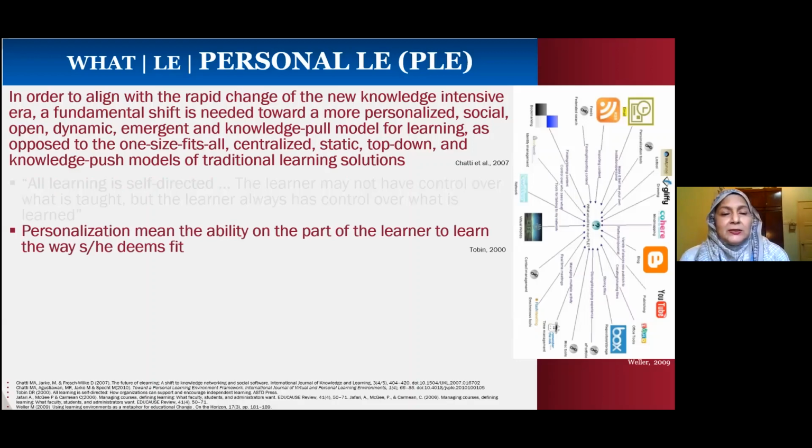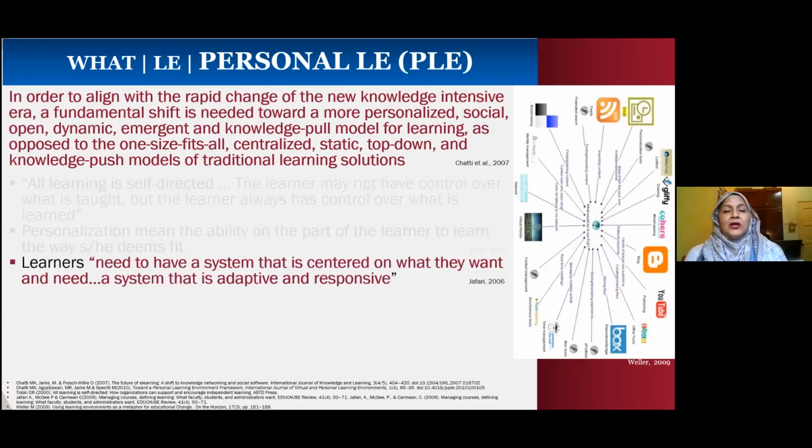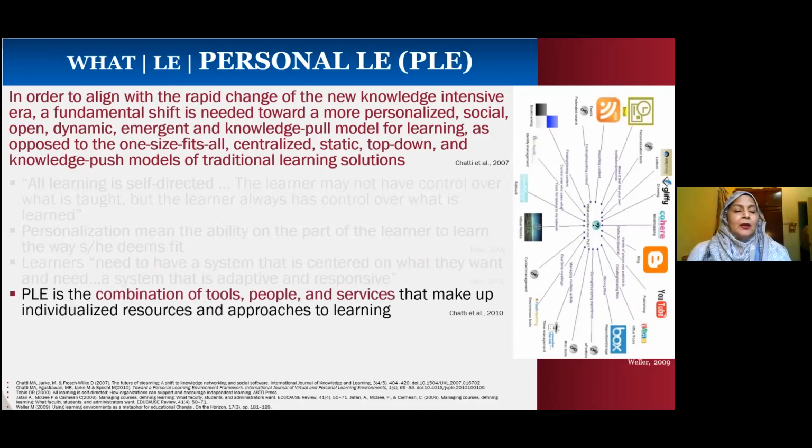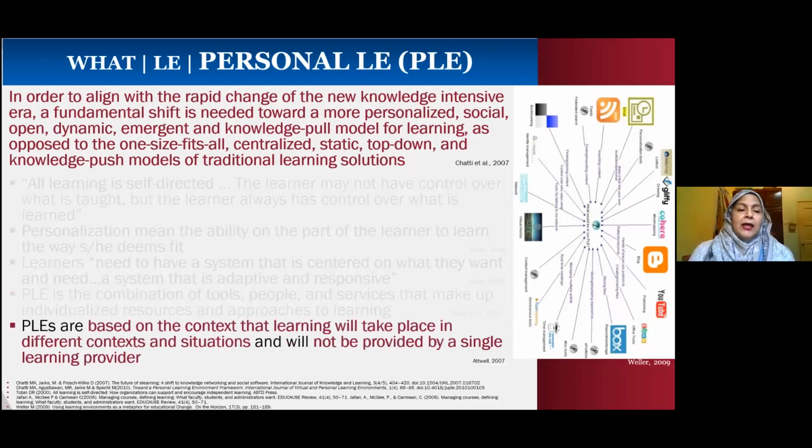Personalization means the ability on the part of the learner to learn the ways he or she deems fit. The learners need to have a system that is centered on what they want and need, a system that is adaptive and responsive. Personal learning environment is a combination of tools, people, and services that make up individualized resources and approaches to learning. And they are based on the context that learning will take place in different contexts and situations and will not be provided by a single learning provider.